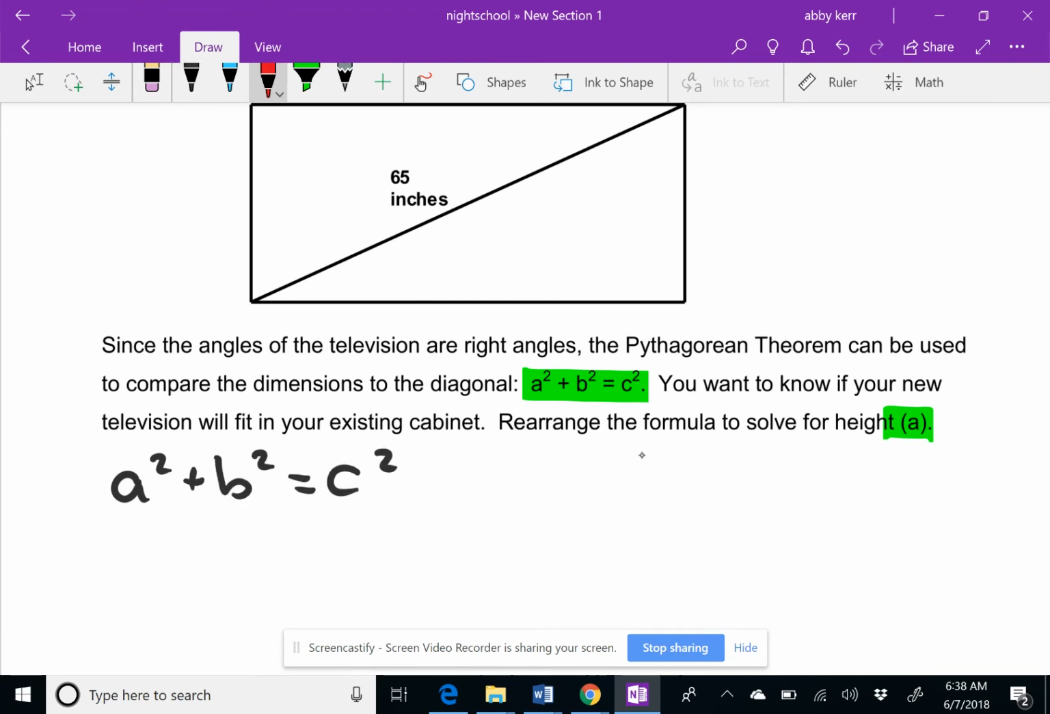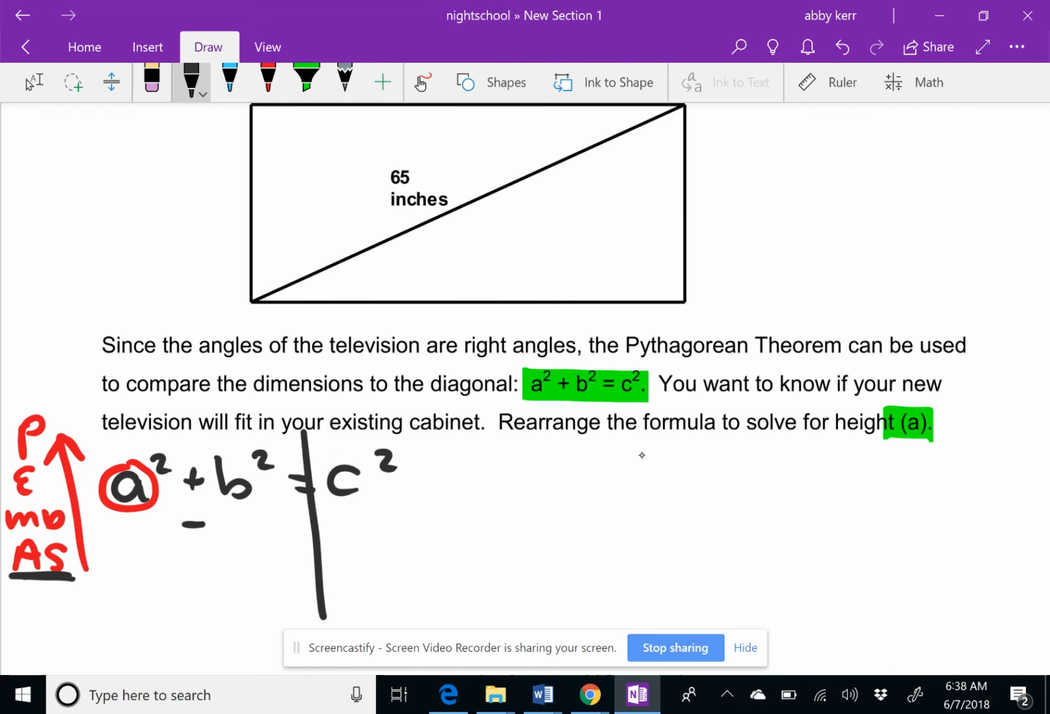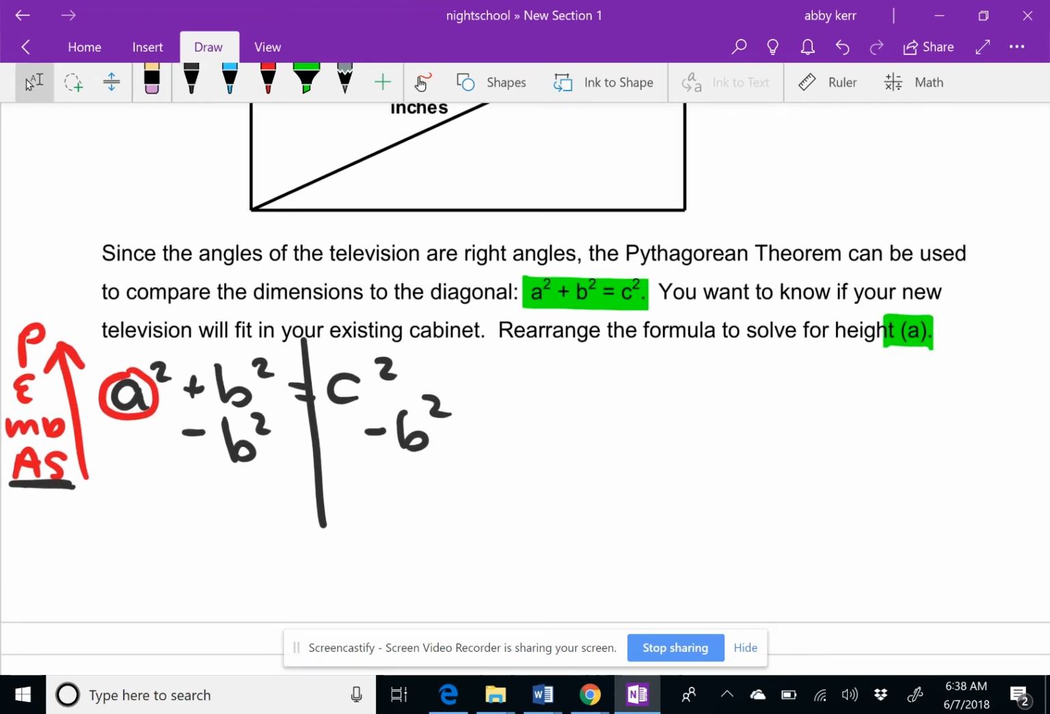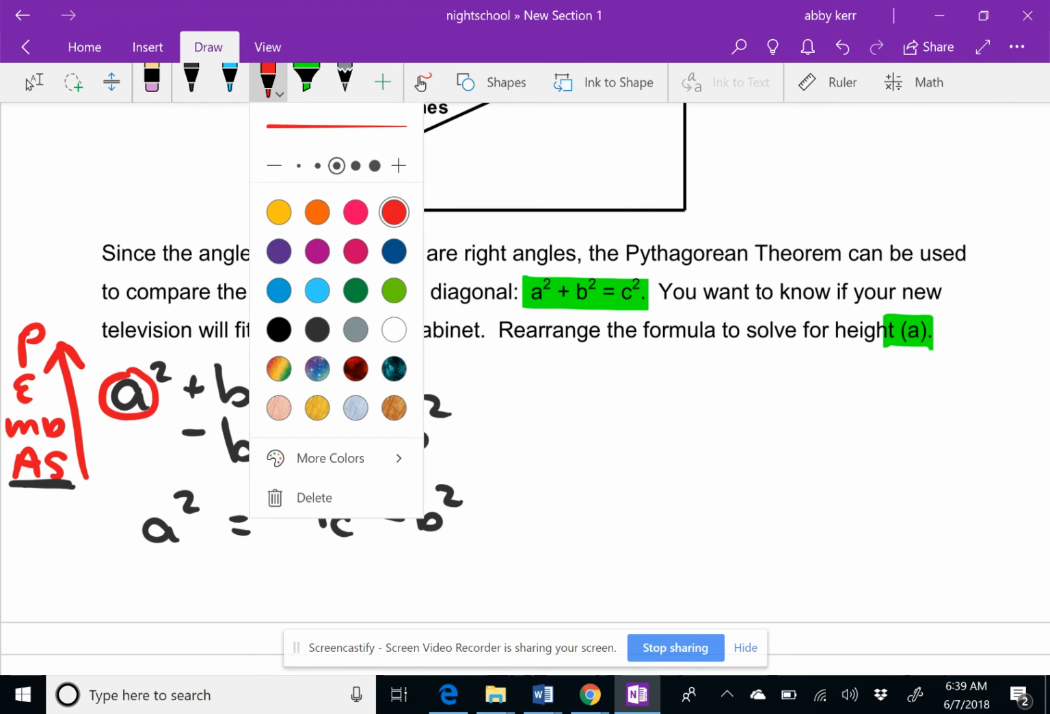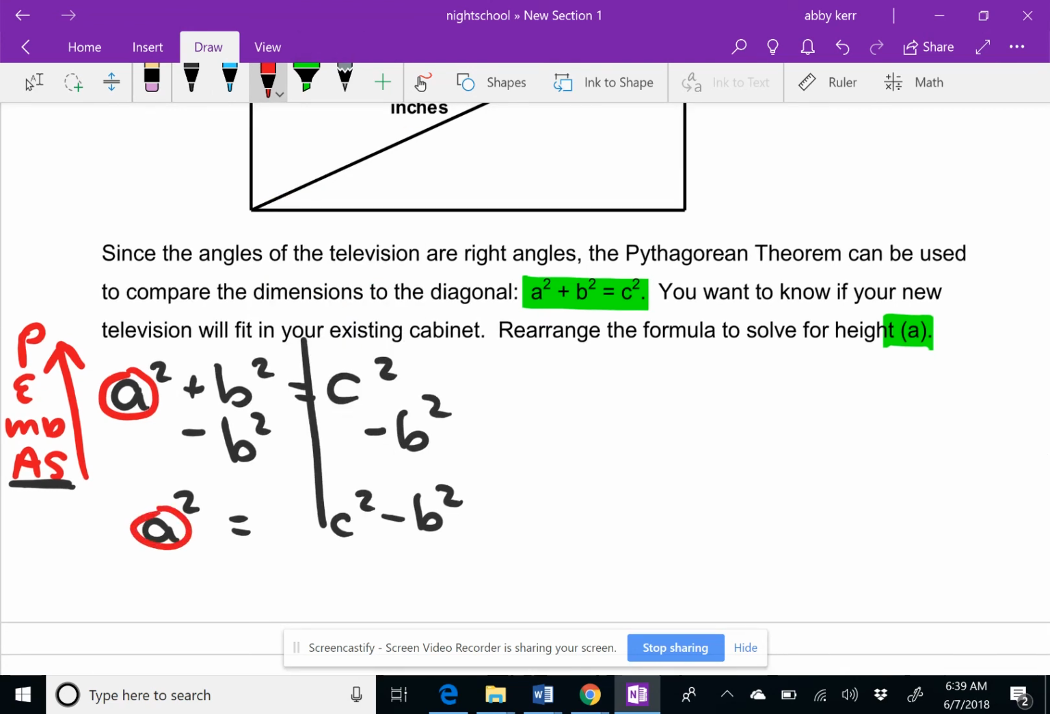Now, what I have been telling my students, we want to circle the letter we're looking for, and we want to undo order of operations. So the first thing that we need to do, we need to undo adding or subtracting. So what is happening to our a? We have to take care of the adding b squared. So we take away b squared. So then we're left with a squared equals c squared minus b squared. So once again, circle the a. So we're done with that level.